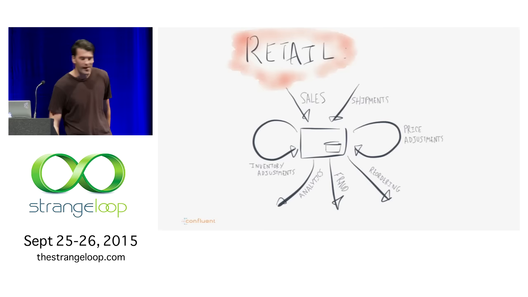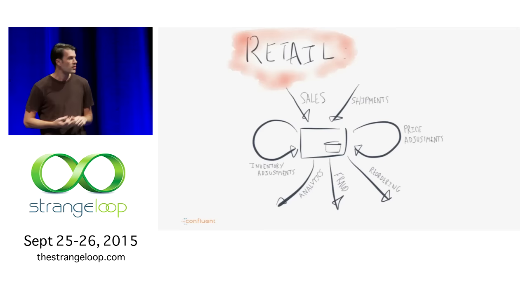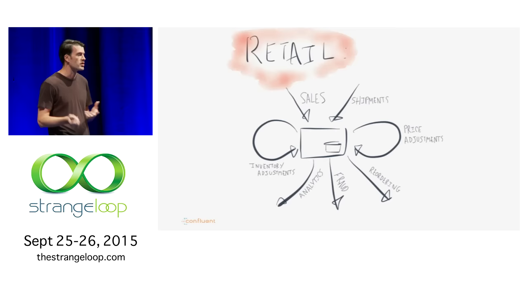So if you think about something like retail, I think everybody's familiar with retail stores. You have sales. You could represent a stream of continuous sales. And a big retail company is going to have a continuous stream of sales in different locations, probably all around the world. You have a stream of shipments. You have a stream of maybe price adjustments and inventory adjustments. You have analytics and fraud, and you need to reorder products.